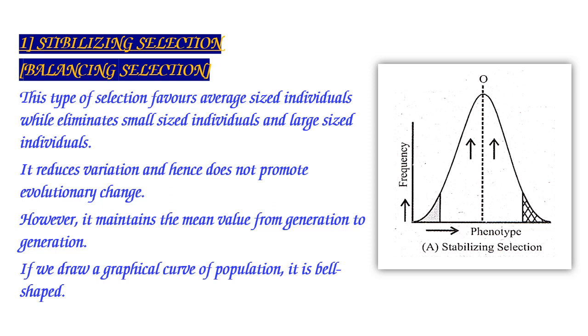Already it is clearly mentioned that it favors the mid-sized individuals. So in this population, the mid-sized individuals are growing, and gradually the small-sized and large-sized individuals are eliminated. This indicates that it does not promote evolutionary change. If evolution is to be promoted, a new species needs to appear. But here there is no variation occurring in this stabilizing selection. So that's why it does not promote evolutionary change.